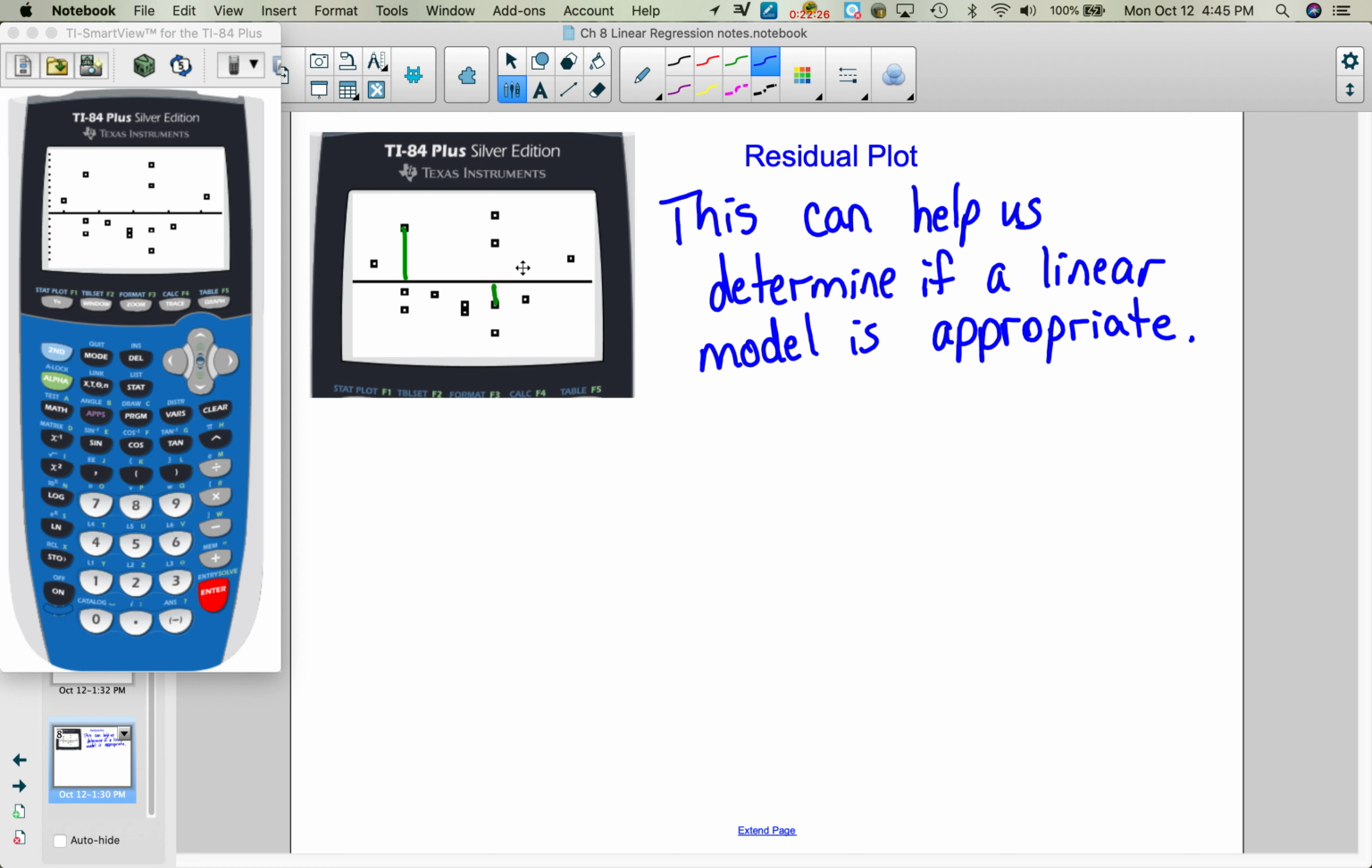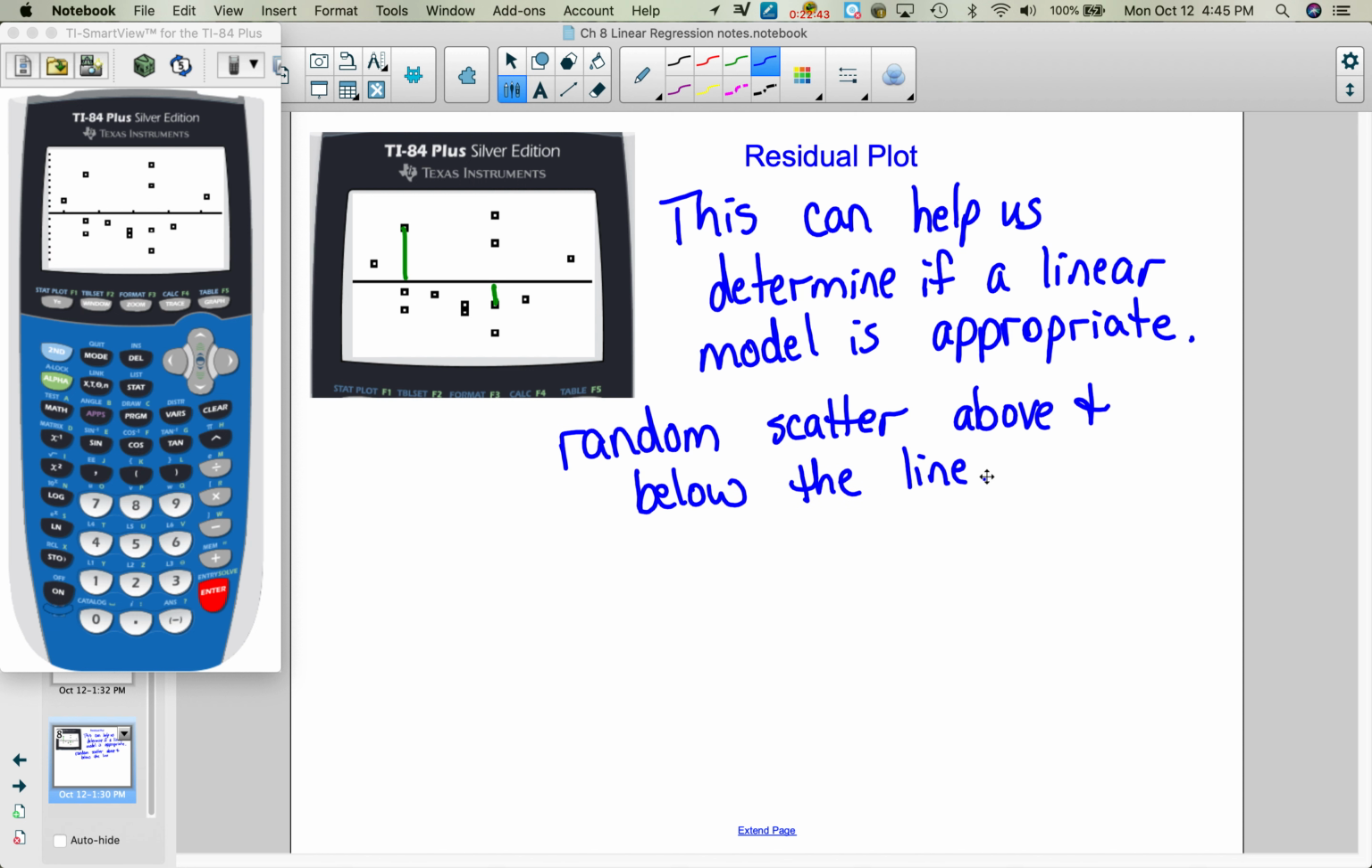So what we're looking for in a residual plot is a random scatter above and below the line, this 0 line, which represents my regression line. What you don't want to see, so sometimes you can see something like this, where the points are really close to the line at first, and then they fan out and get bigger. That would indicate not a linear model.